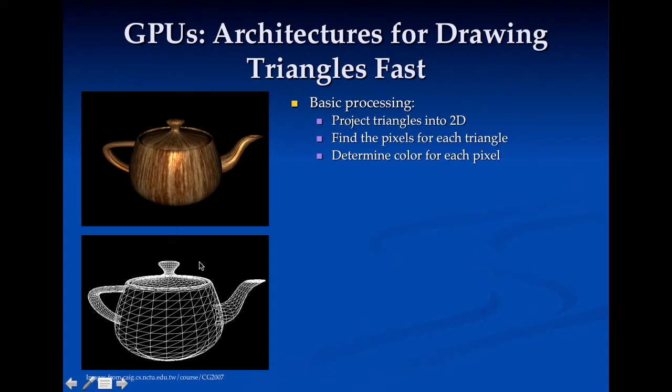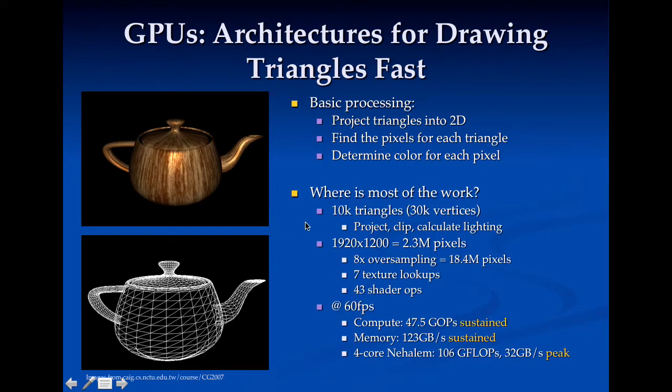In order to do this, you have to take all these triangles, project them into 2D, find the pixels for each one, and then figure out the color at each pixel. If you have an average scene with maybe 10,000 triangles in it, you have to do all the work to figure out where those triangles are, and then we want to render it at high definition with a lot of oversampling.